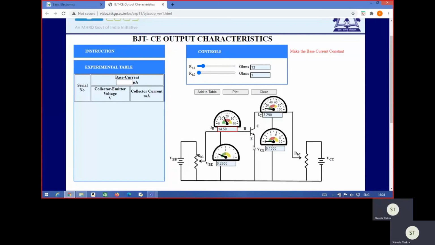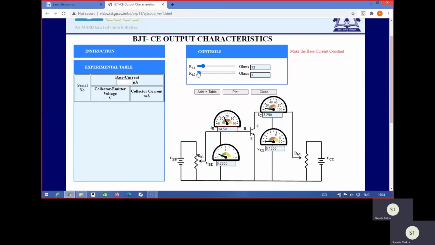Then we keep on changing the value of VCE with the help of rheostat 2 and keep on noting down the value of IC, so that we can have a plot between VCE and IC for this constant value of IB, that is 14.5 microampere. So how do we change the value of VCE? With the help of this rheostat 2.